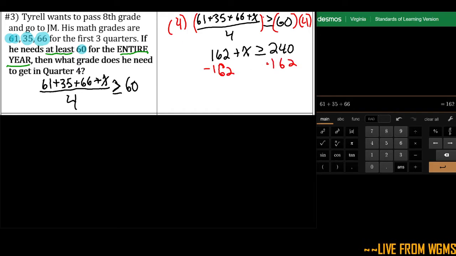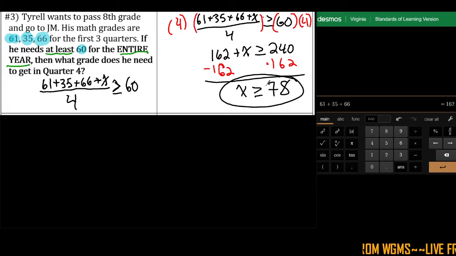So I'm going to say x is going to be greater than or equal to 78. So they would need at least a 78 in that fourth quarter to get a passing grade of 60.